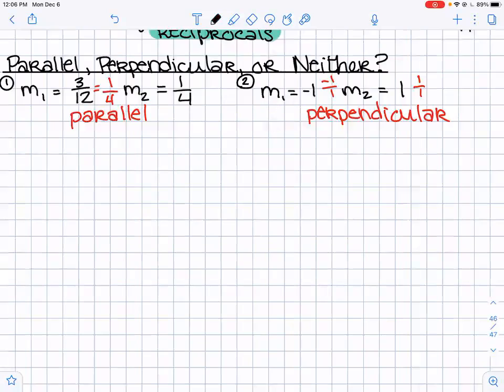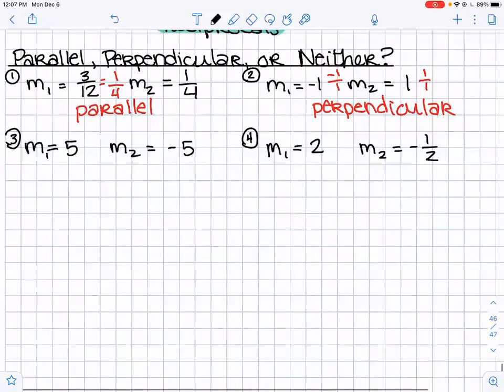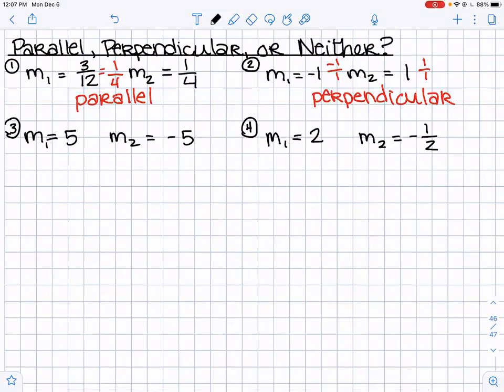All right, let's try another set. Okay, parallel, perpendicular, or neither for those next two questions. Pick your answer. Parallel, perpendicular, or neither.